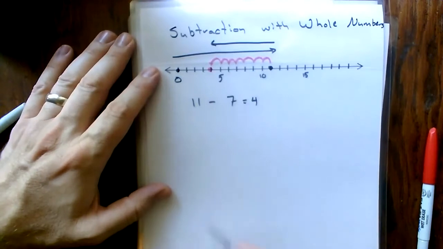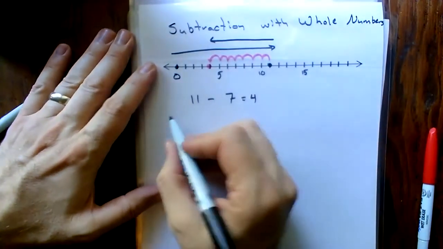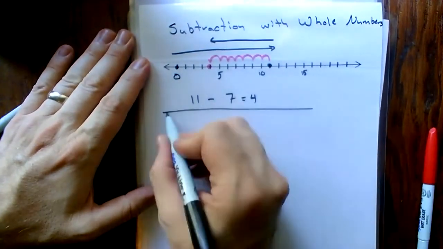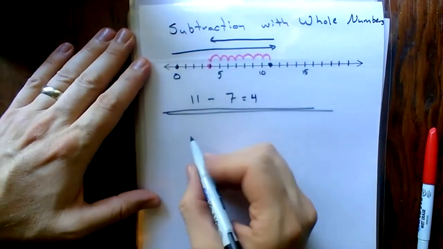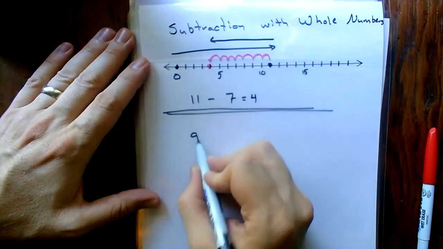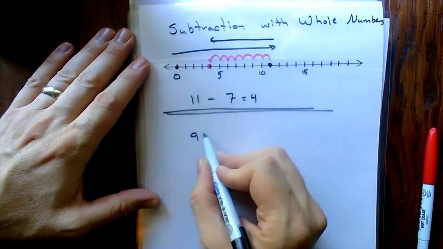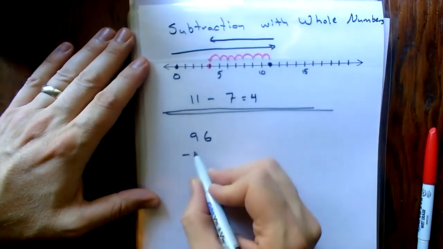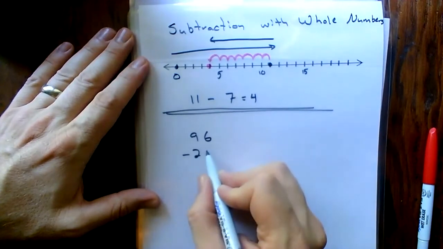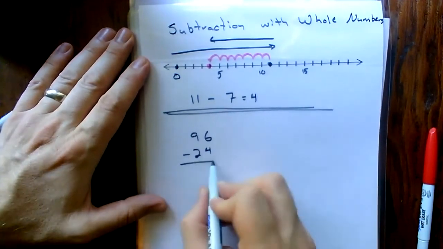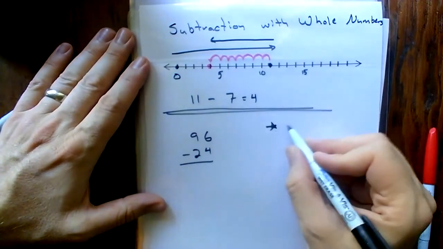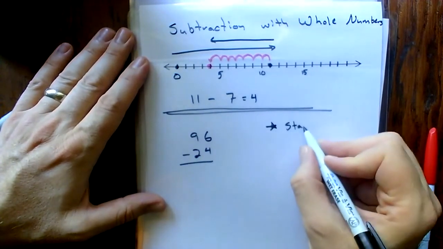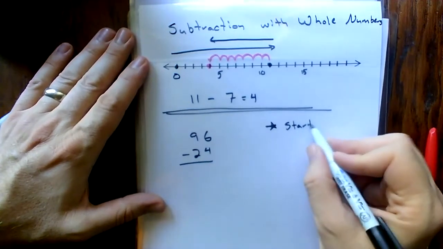Now, with the rest of subtraction, usually we're going to subtract vertically. So if I've got something like 96, and I subtract from that 24. Most of the time, we're going to do the following. We're going to start at the rightmost digit.